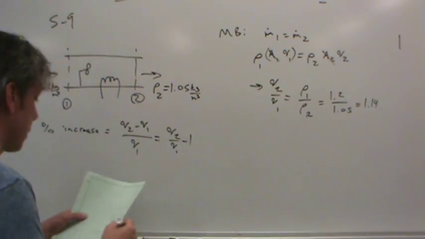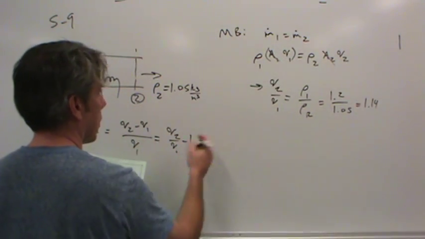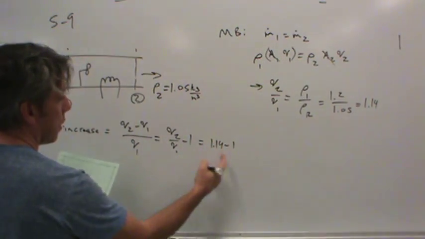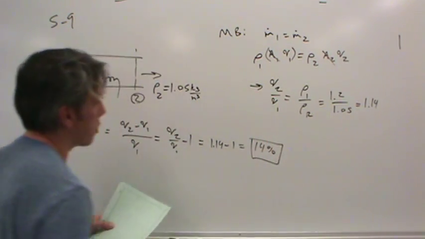It's dimensionless, of course. And so the percent increase, V2 over V1, would be 1.14 less 1, which gives us a 14% increase. So there's the percent increase through the hair dryer.